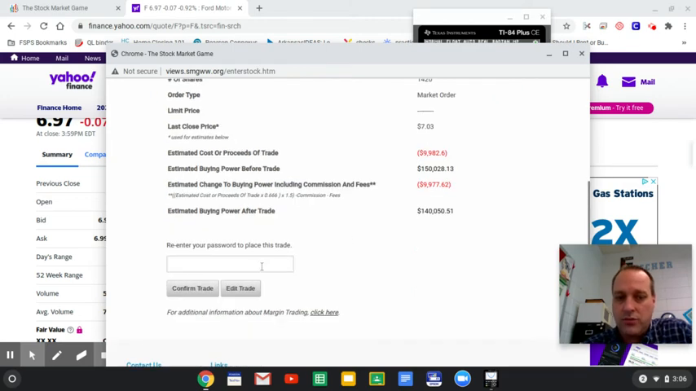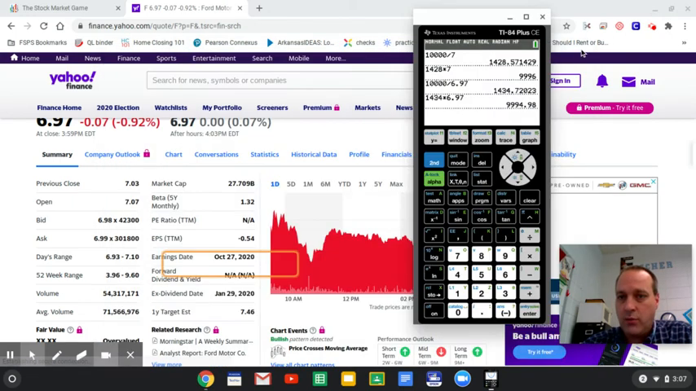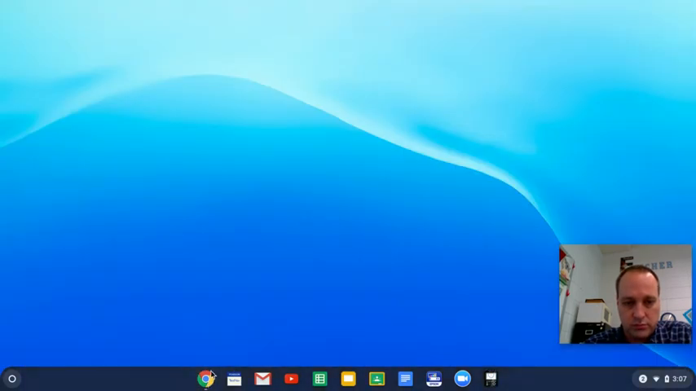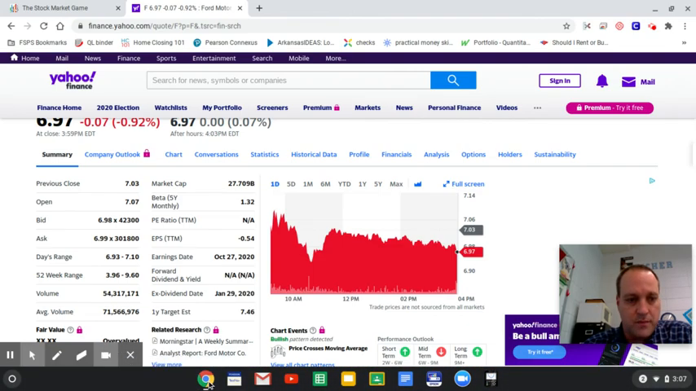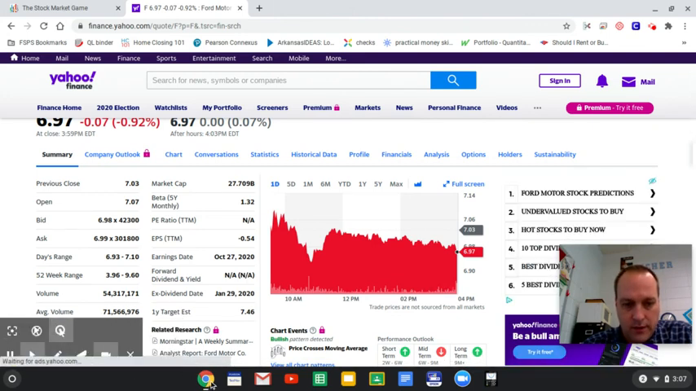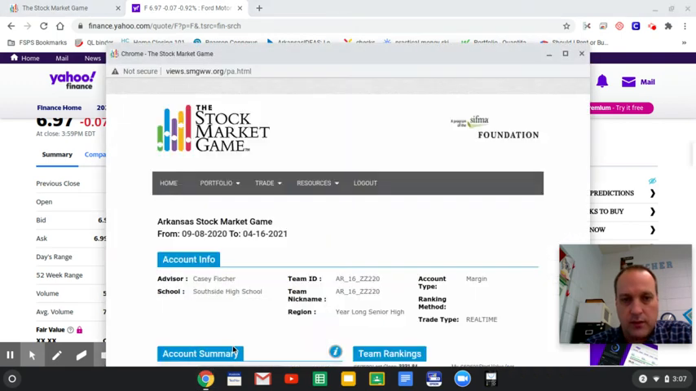And then all you got to do to actually buy it is to put your password there and then hit confirm trade. When you're on this screen, you have not bought it yet. You have to put your password in and confirm the trade. Once you confirm the trade, it will automatically show up. Oops, I think I just closed it. Hold on just a second. All right, so let's try this again.